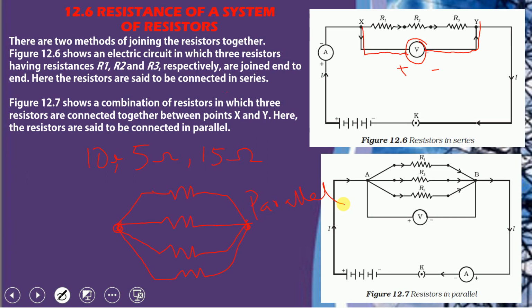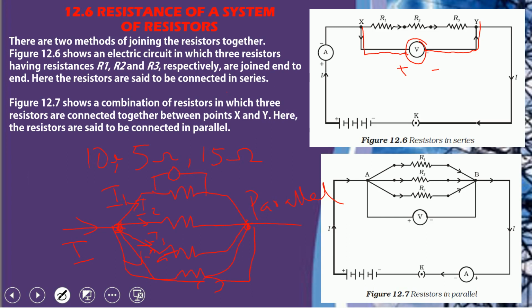But then how will it be in the parallel combination? In the parallel combination, the current through the different resistances will be different. That is, it will be I1, I2, I3, I4, like this. The total current passing through will be I. Understand? But at the same time, if you take the potential difference across each resistance and across this common point, it will remain the same.